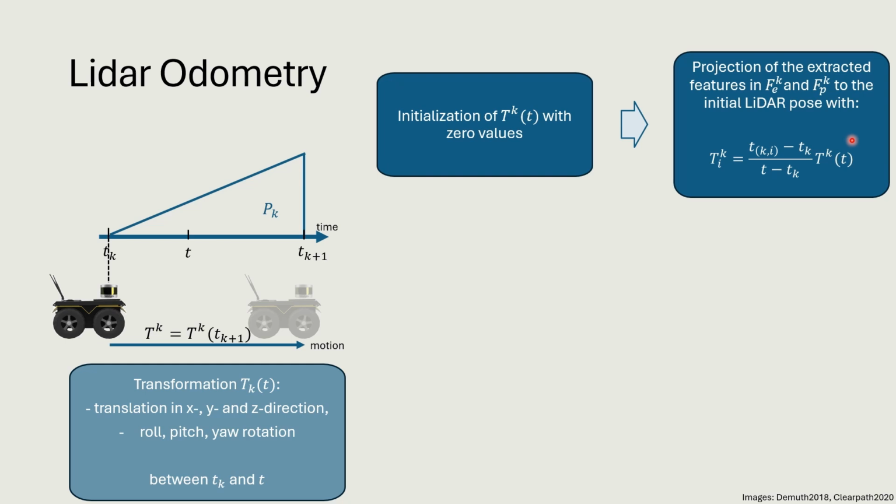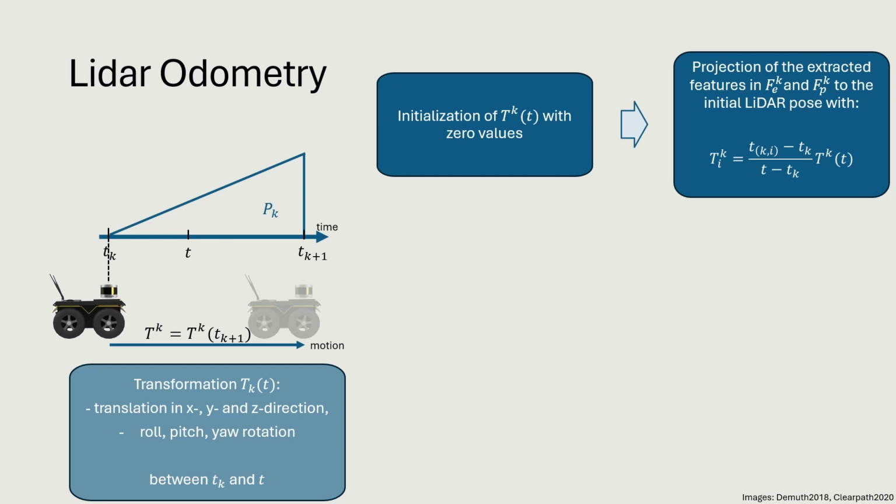A feature point which was recorded at time tki is projected to tk by linear interpolation of the transformation as depicted here. This is only possible because we assume constant velocities. The features from F to the k would now align with the correct corresponding features from F to the k minus 1 if the used transformation capital T to the k of t described the as yet performed robot's motion exactly. In reality, this case does not occur due to imperfect constant velocities and measurement inaccuracies. But we can still approximate the transformation very well.